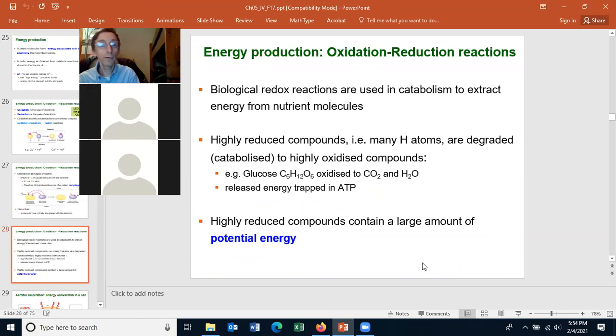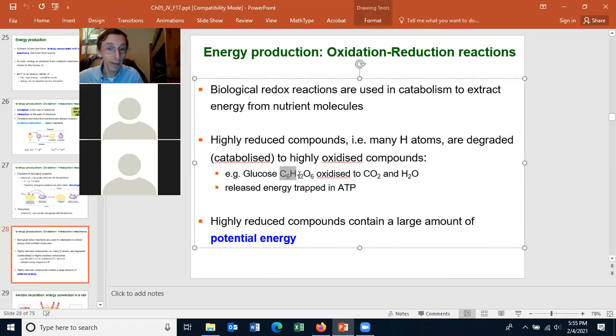So, biological redox reactions are used in catabolism to extract energy from nutrient molecules. When we break down glucose in biological redox reactions, meaning oxidation reduction reactions, we obtain the energy in glucose for our energy needs. Highly reduced compounds, meaning compounds that contain many hydrogen atoms, are typically catabolized to become highly oxidized compounds.